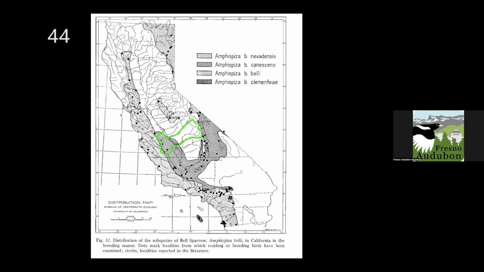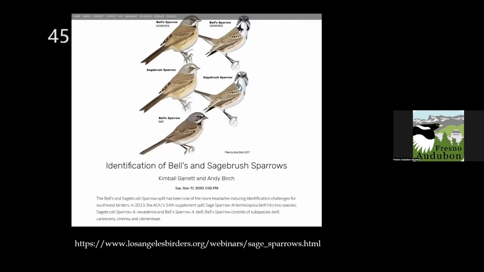So for those of you who are really interested in going to depth on them, Los Angeles birders here, Kimball Garrett and Andy Birch have an hour-long presentation, a webinar that's just a couple years old, and they discuss it in detail for those who are really hardcore. So that's a good place to go and learn more about differentiating. But the thing I'll point out here is headache-inducing identification challenges. There you go. I think that says it all.